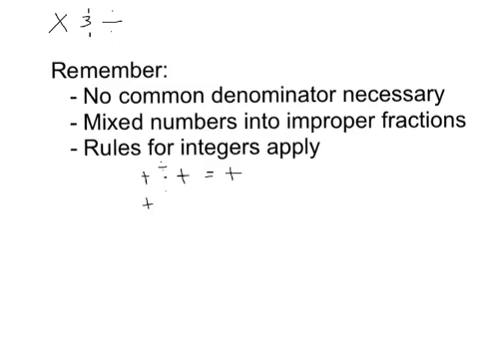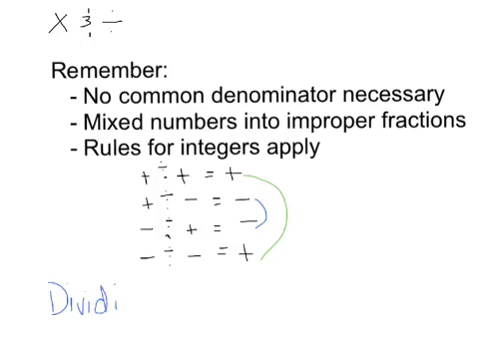A positive divided by or multiplied by a negative is going to be a negative. A negative divided by or multiplied by a positive is going to give me a negative. And a negative divided by or times a negative is always going to give me a positive. So same sign is going to be positive, different signs is going to be negative. The other thing to remember when dividing, you need to make sure you use the keep, change, flip rule. Okay, good luck.